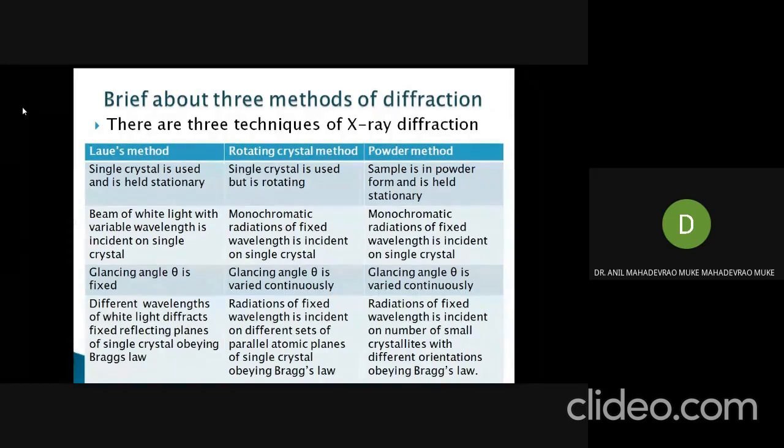And in the powder method, radiation of fixed wavelength, lambda is fixed, is incident on a number of small crystallites with different orientations. As this is in powder form, different planes are available there, because we are not taking any single crystal, a number of such crystals are there. Automatically, even with the fixed wavelength, we will have a different diffraction pattern seen there. So these are the three methods, or three techniques, we are using for X-ray diffraction: the Laue method, the rotating crystal method, and the powder method.